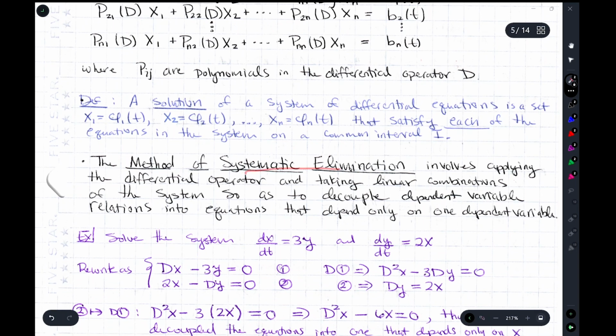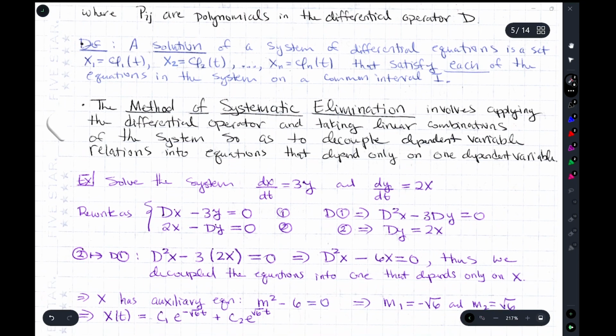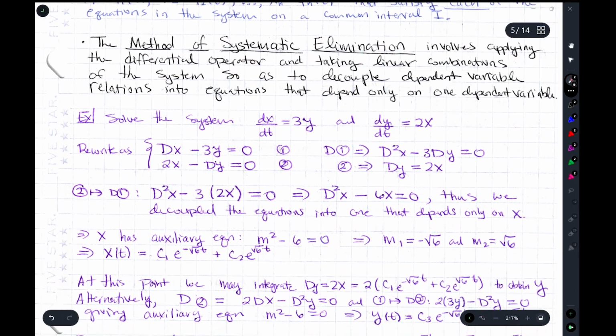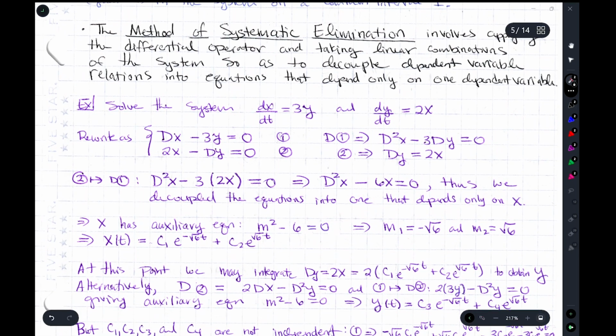The method of systematic elimination involves applying the differential operator and taking linear combinations of the system so as to decouple dependent variable relations into equations that depend only on one dependent variable. And that's just an overview. It makes more sense to actually look at this in practice, what we mean by it. Okay, so let's look at an example.